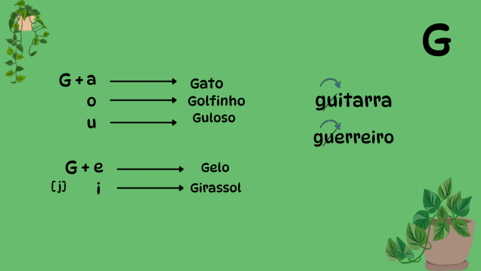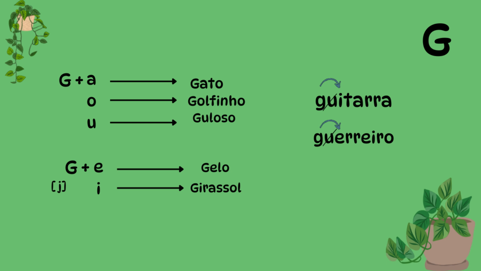Now, G with E and I has a softer sound, like J. For example, gelo. Notice that it's not gelo, it's gelo, because it's before an E. Girassol.